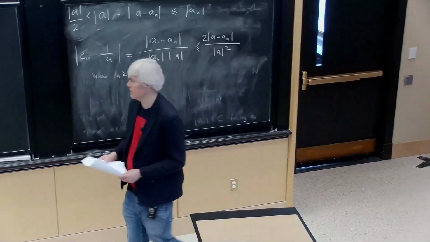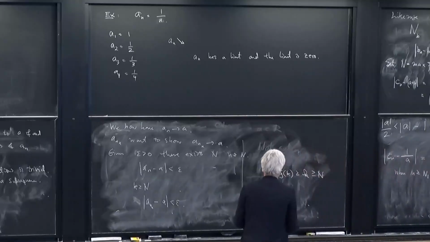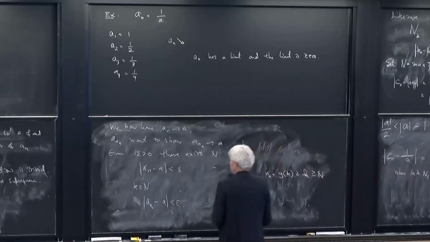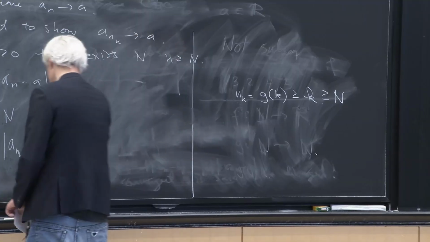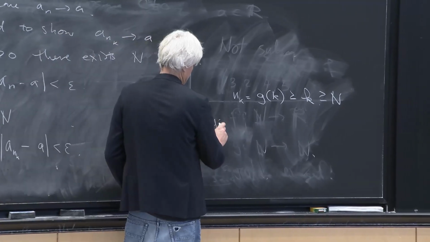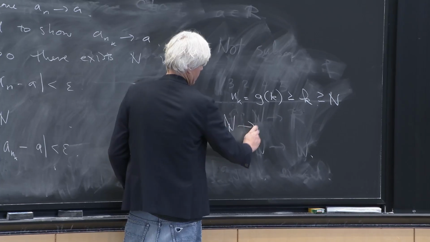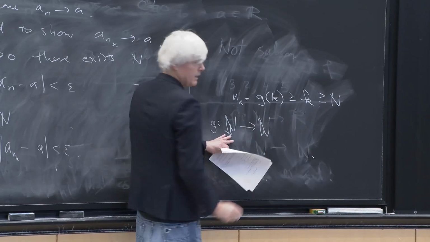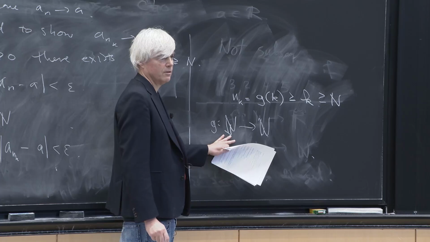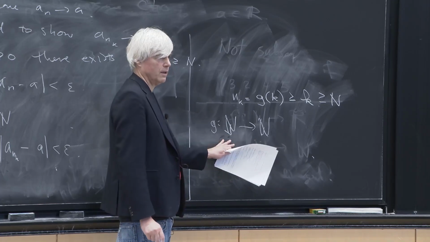Because the thing is that you had to have this map, maybe I erased it, but g here has to be a map from all the natural numbers into N. So it means that for each element here, you get something, right? So there's really infinitely many of them.